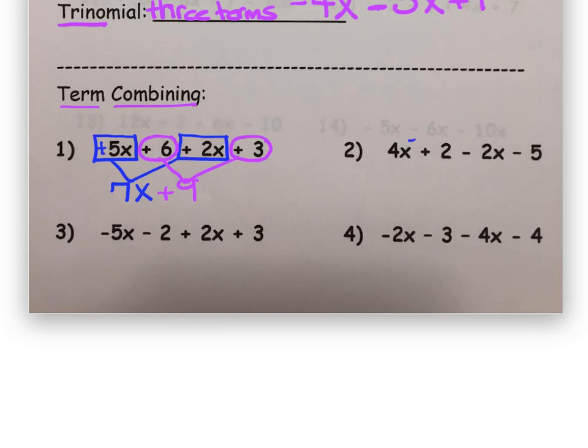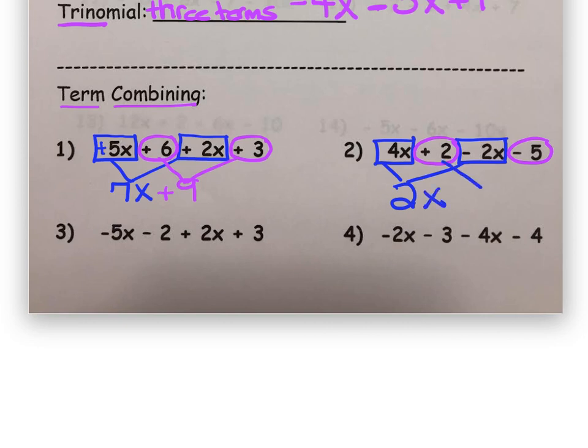Here we go. Box in the 4x. Box in the loss of 2 x's. For our constant, circle the gain of 2 and circle the loss of 5. Now let's bring like terms together. 4x, but a loss of 2 is 2x.